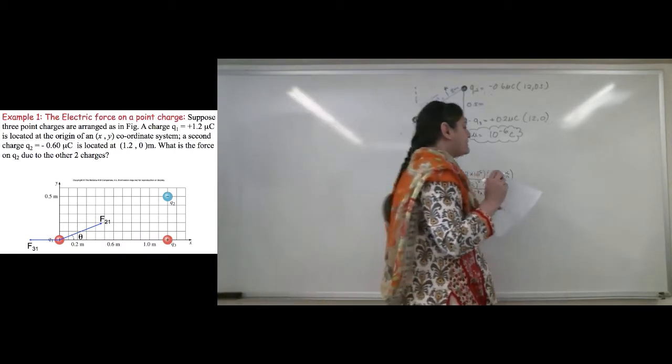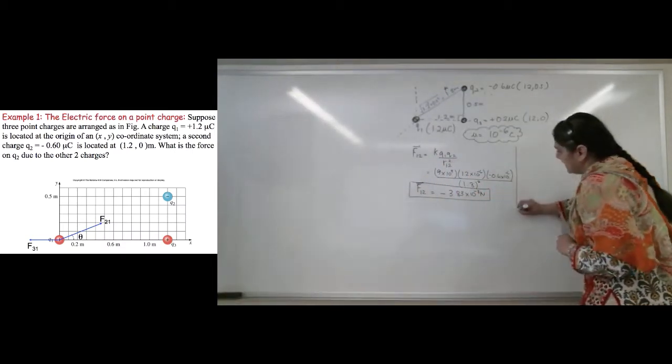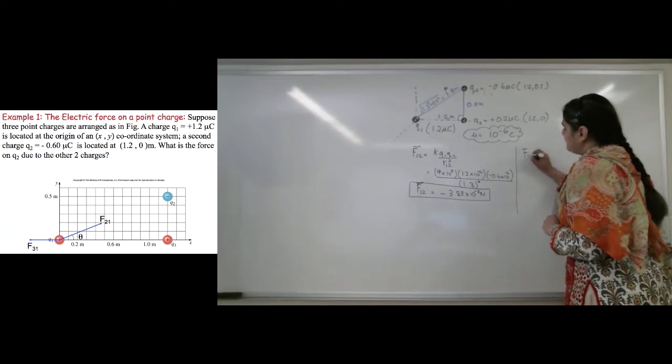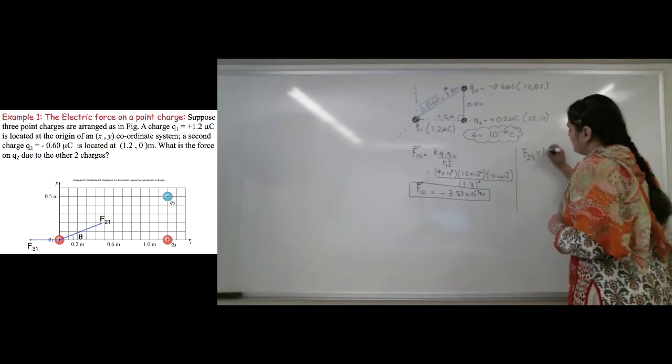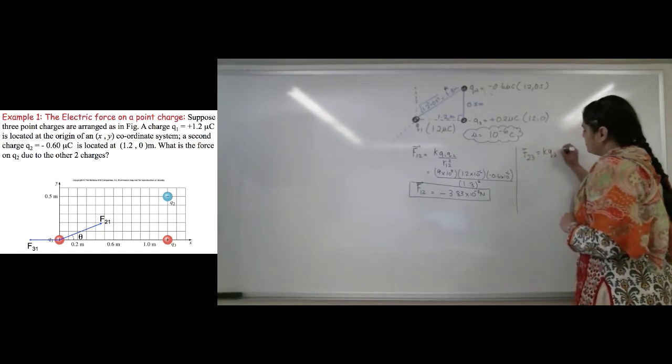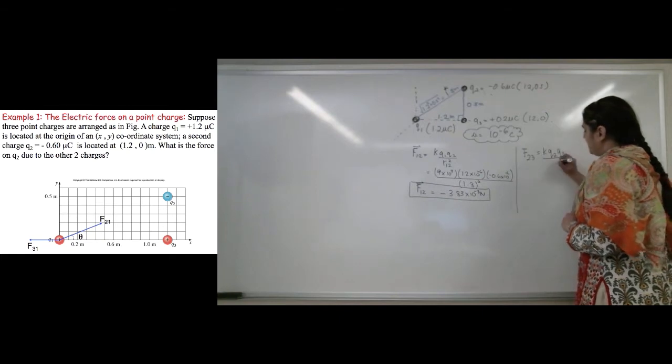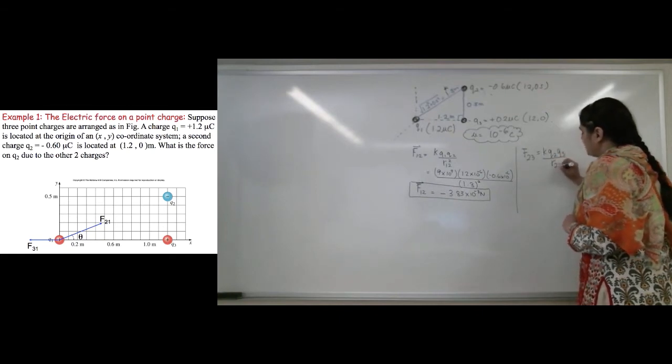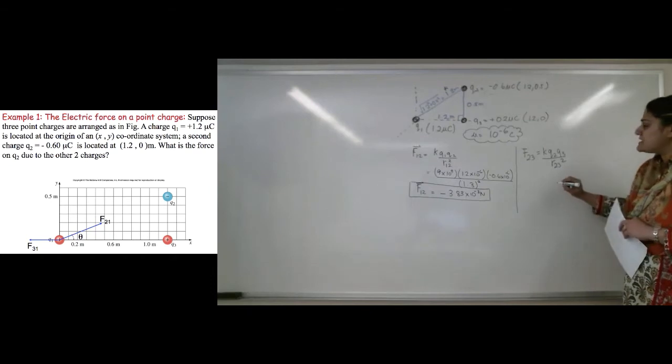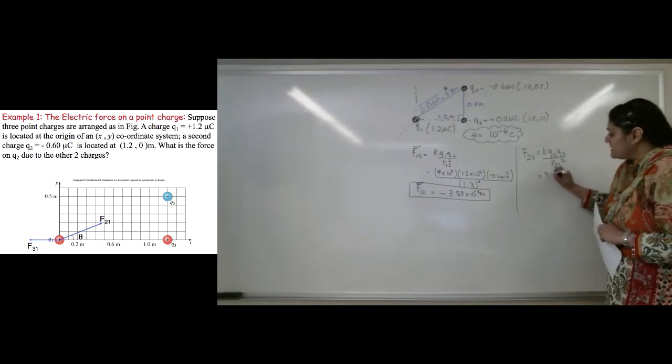Now what about F23? The other thing I need to calculate is F23, which is going to be k Q2 Q3 over R23 squared. Similarly, I can put in the values, 9 times 10 to the 9.